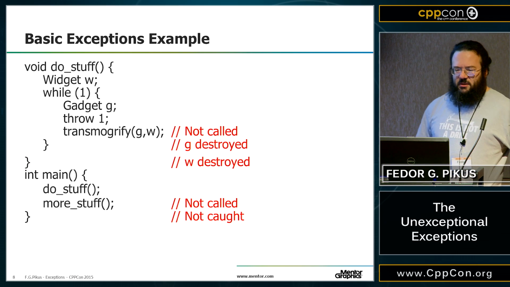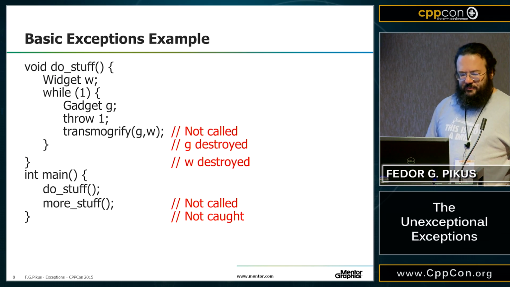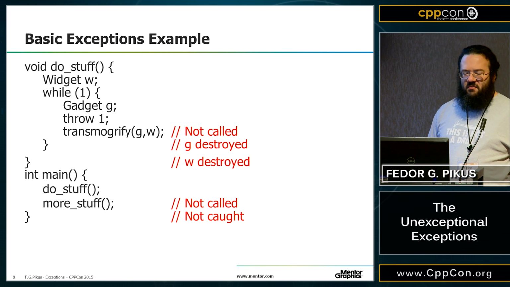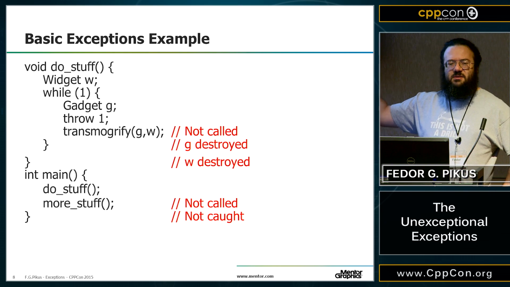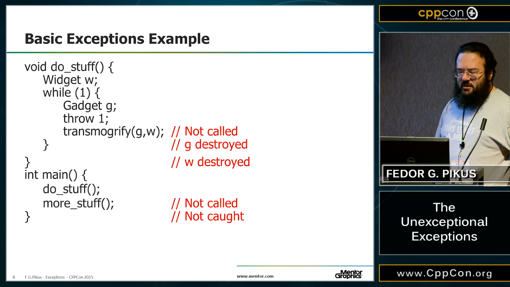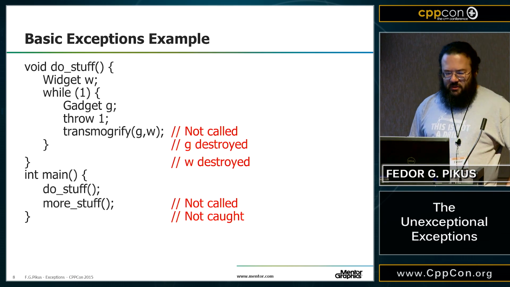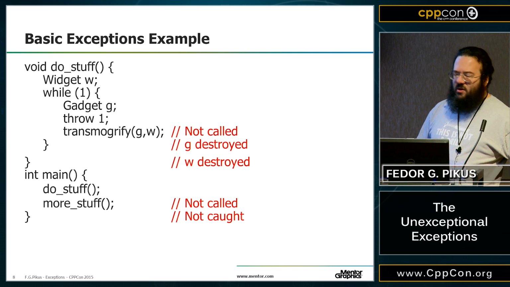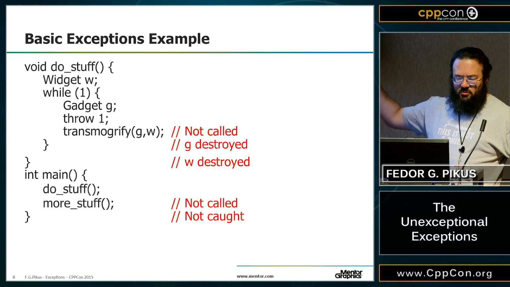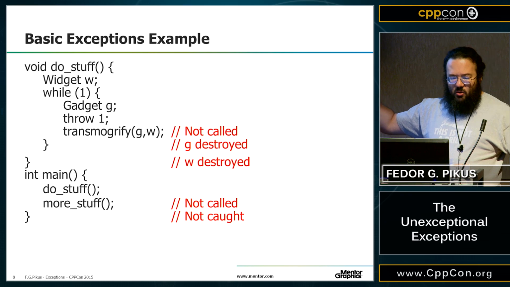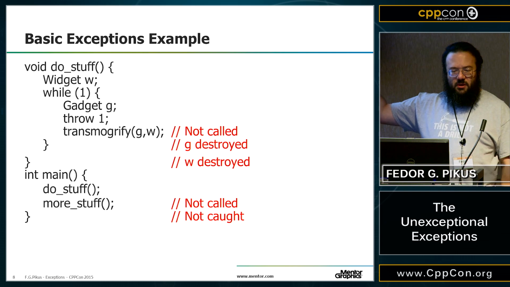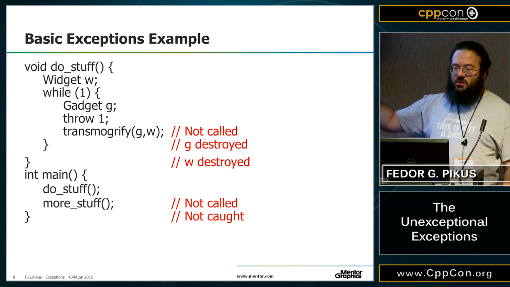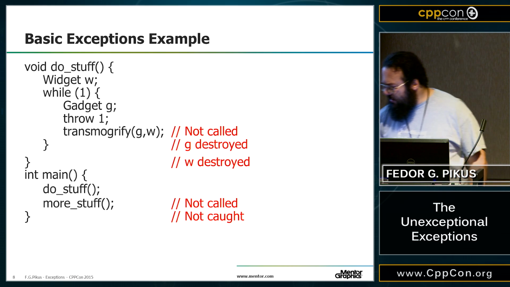So let's look at this example. We have some while loop. We create an object, and we're going to transmogrify it, except before that we're going to throw. Of course, you never write this, you don't throw unconditionally, but let's say we throw. What happens? Well, first of all, the rest of the code within that scope is not executed, so transmogrify is not called. Now, G is destroyed, local object, and the exception is not caught. Would that work, actually?